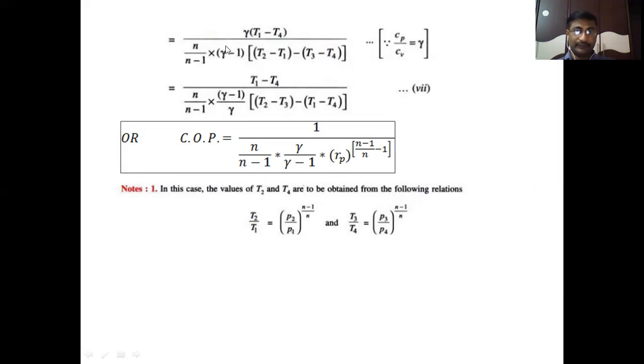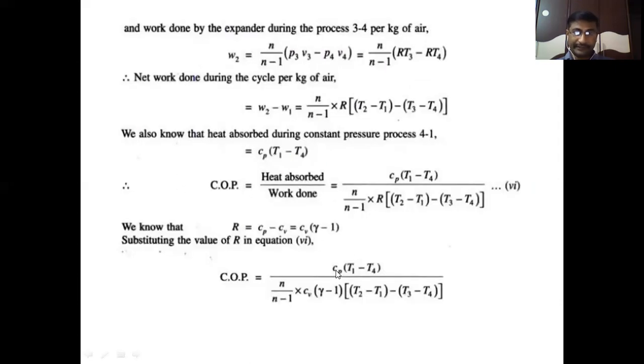That is equal to gamma into T1 minus T4. Where is the gamma? If we divide this equation, Cp is in the numerator and Cv is in the denominator.